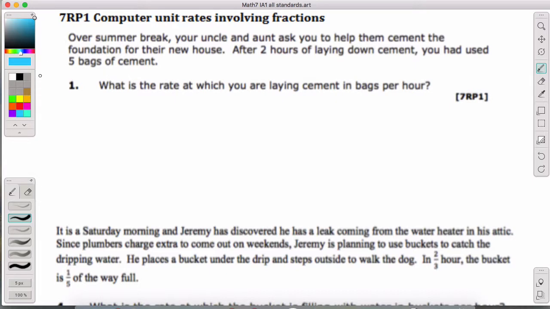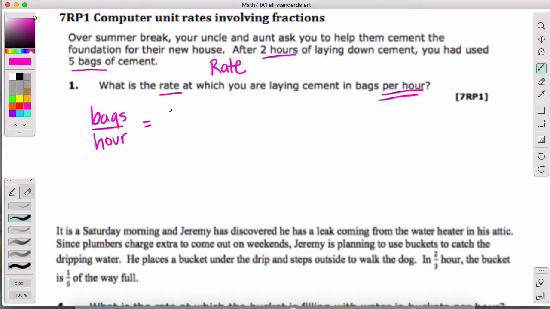Over summer break, your uncle and aunt ask you to help them cement the foundation for their new house. After 2 hours of laying down cement, they had used 5 bags of cement. So that's a rate. What is the rate at which you are laying cement bags per hour? So we have 2 hours and 5 bags. So we're going to say how many bags per hour was the rate that was given.